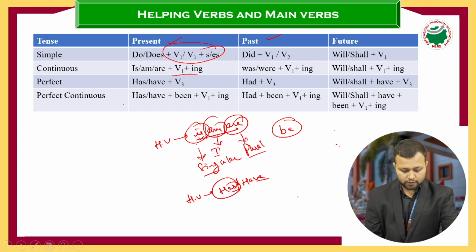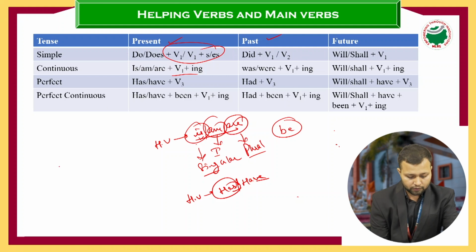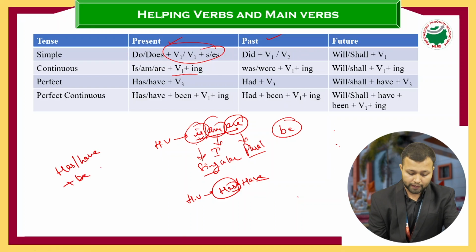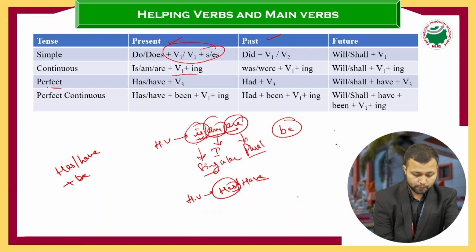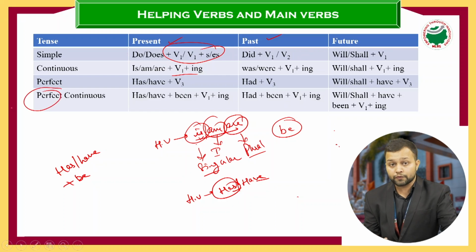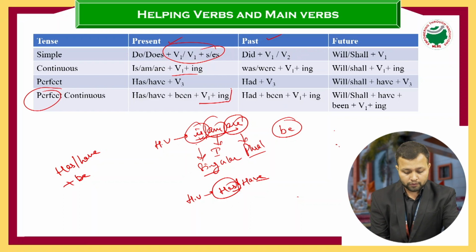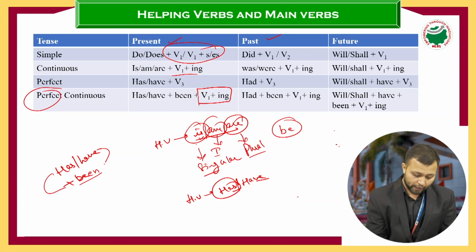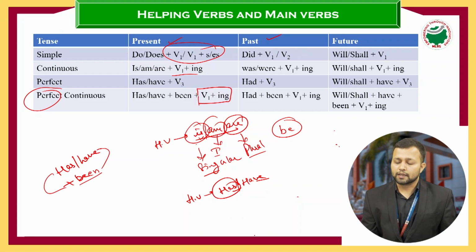Moving on to perfect continuous tense. In present perfect continuous tense, has or have will be the base, plus be will be used, right? Now, as perfect is there, in the main verb we need to use V3, but in the main verb we are using V1 plus ing, right? So where will we use V3? In the form of be. Been will be used in the helping verb, that is has been or have been, plus V1 plus ing.